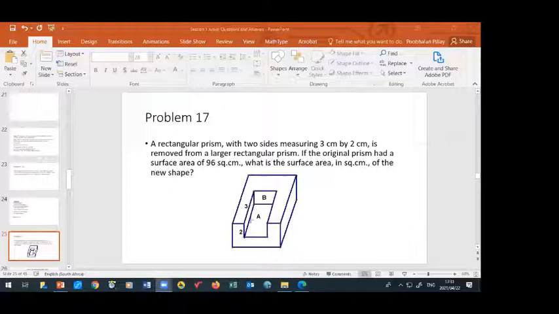See, there was a top, this thing was joined here, like that. And the top part was there. That was originally. But now this thing has been cut out and you got a hole like this. Now, if the original prism had a surface area of 96 square centimeters, what is the surface area in square centimeters of the new shape?